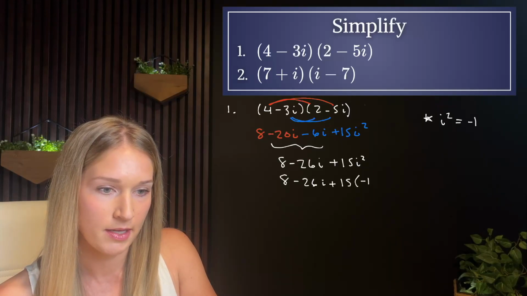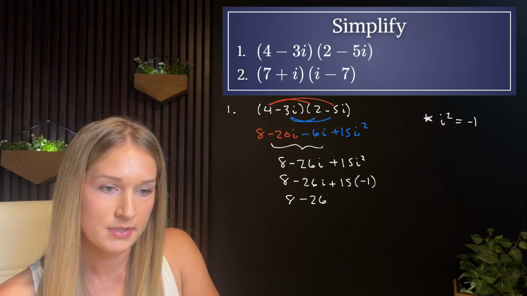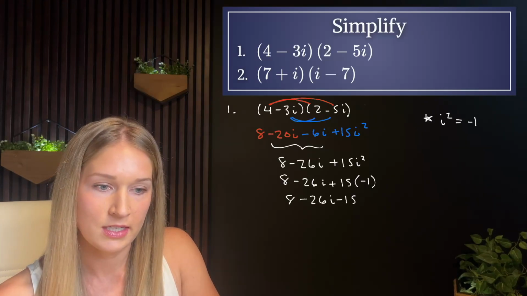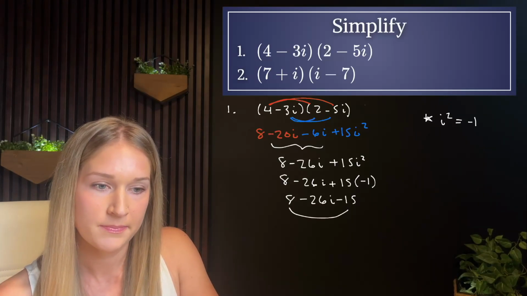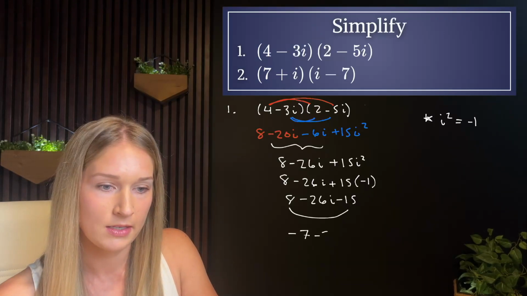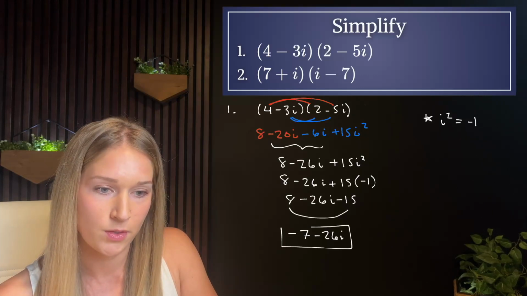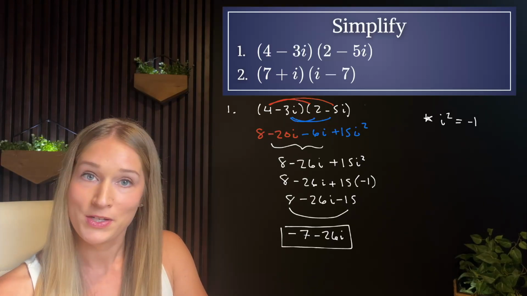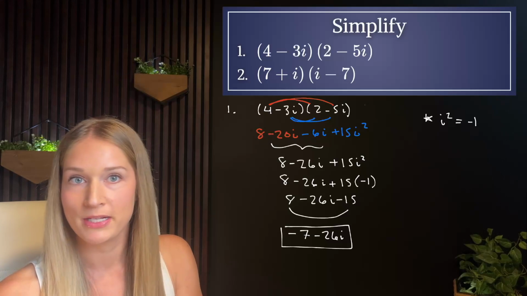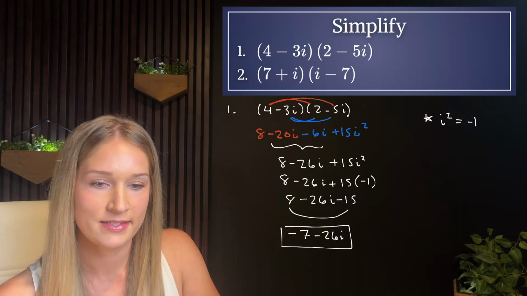So I'm multiplying my 15 by negative 1, which becomes negative 15, and I can combine it with my 8. So 8 minus 15 is negative 7, minus 26i. And that is the simplified form of question 1. Question 2, I'll do the same thing. I'll start by distributing everything in the first parentheses to everything in the second parentheses.